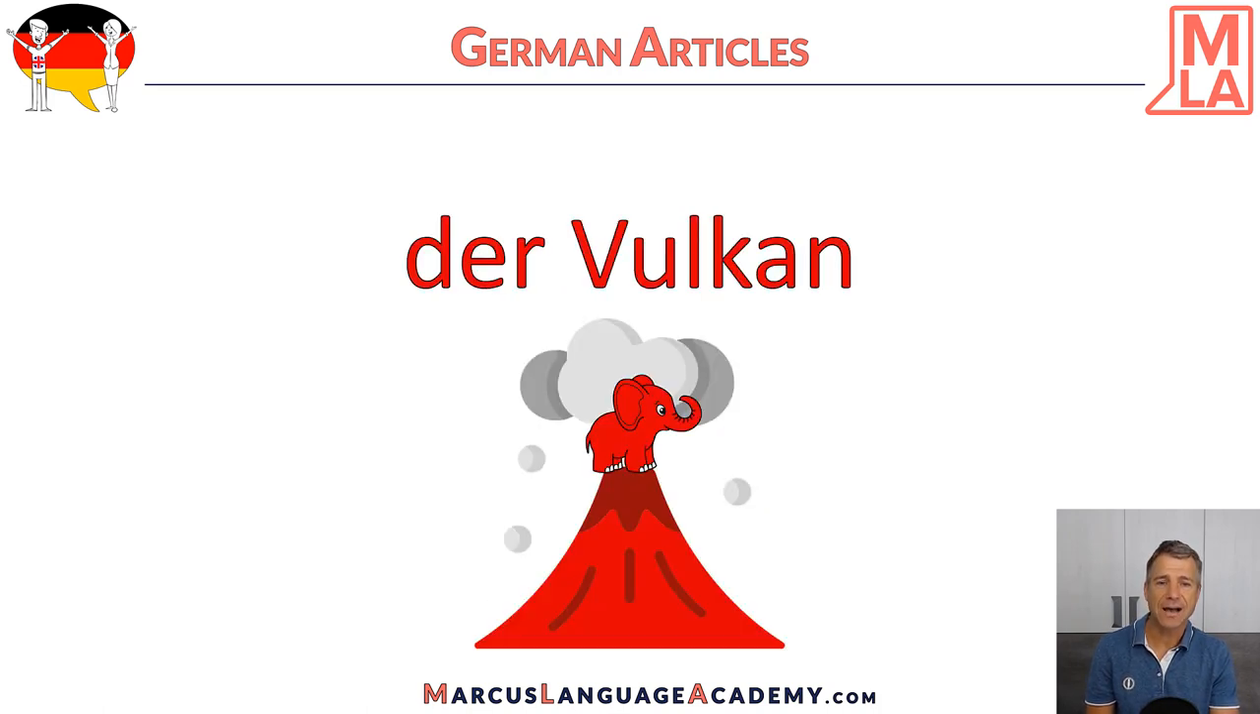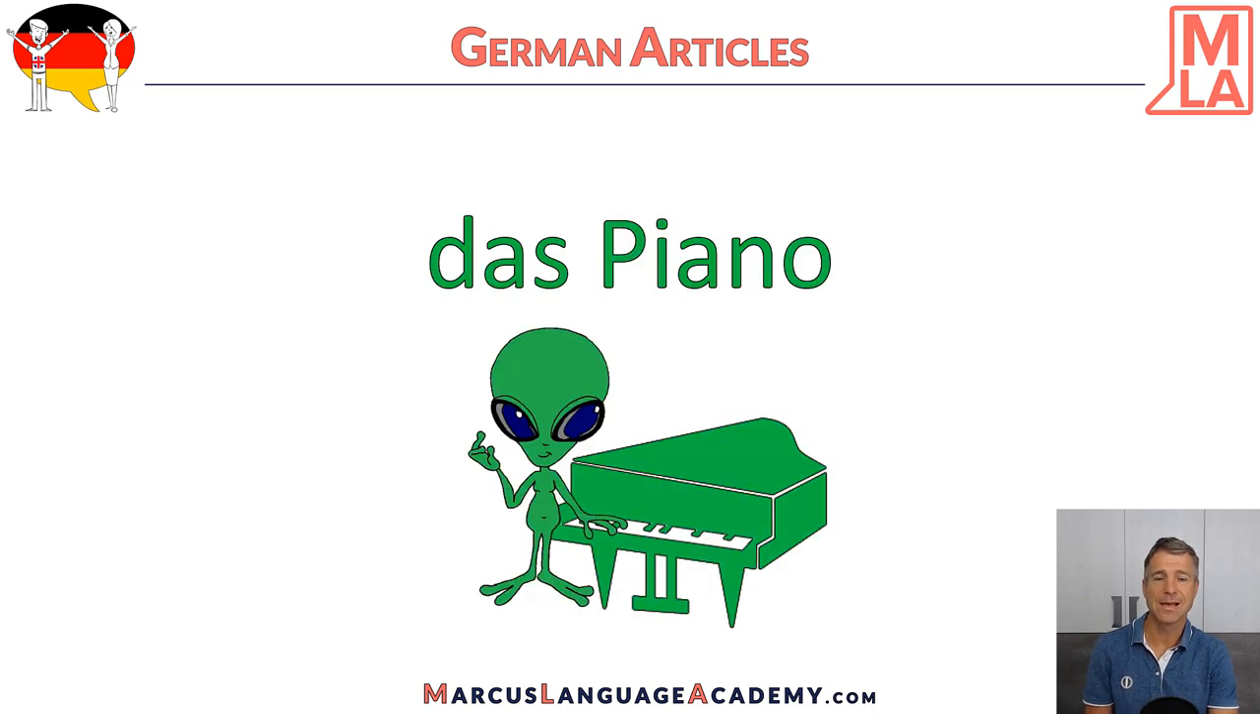Der Vulkan, no? At the top of the volcano is an elephant standing. Der Vulkan. Das Piano, no? Ooh, the alien is playing so beautiful a song of Mozart, no? So, das Piano.